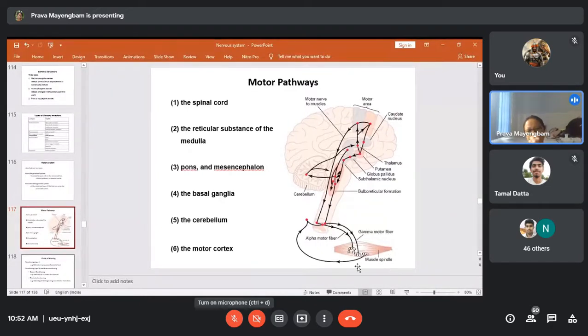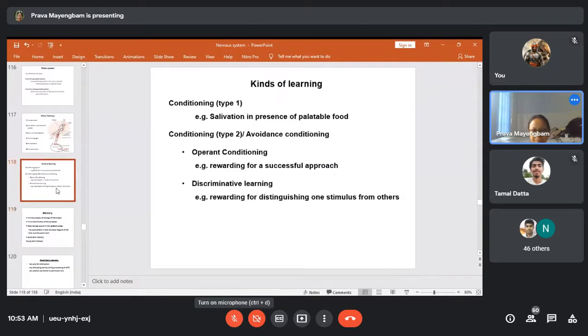From here it will give the motor sensations and it will exhibit into the organs, whether it may be the muscle, or some glands or whatever. That is the motor. This is about the motor pathway.